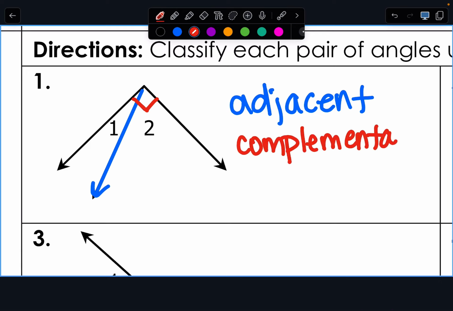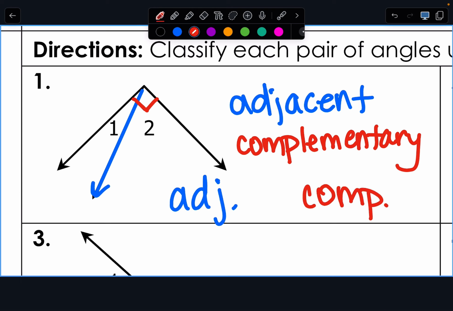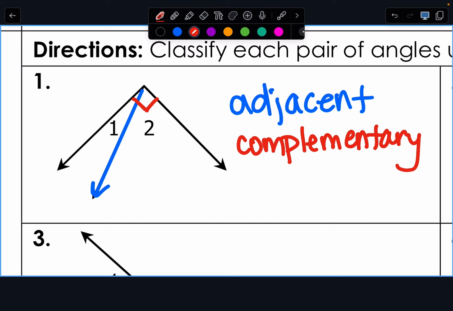I totally do not care about spelling. If you put ADJ period, I'll know that means adjacent. If you put COMP period, I'll know that means complementary. Okay? So there's number one.